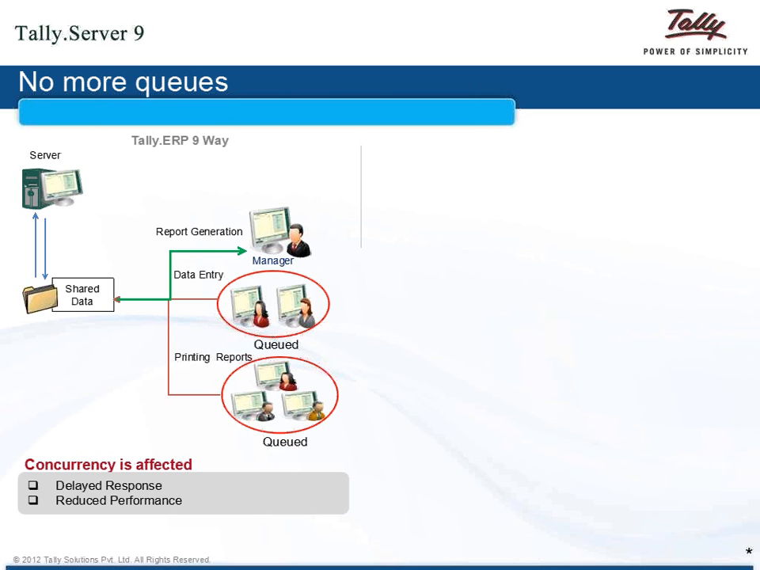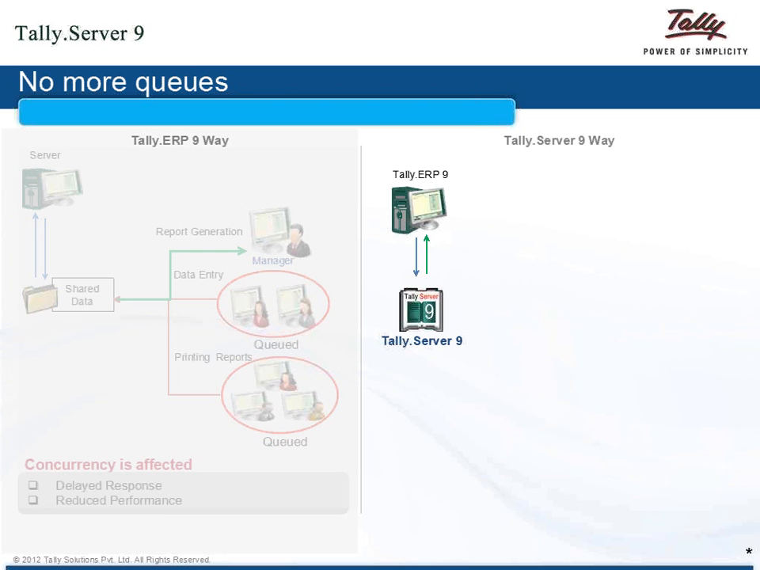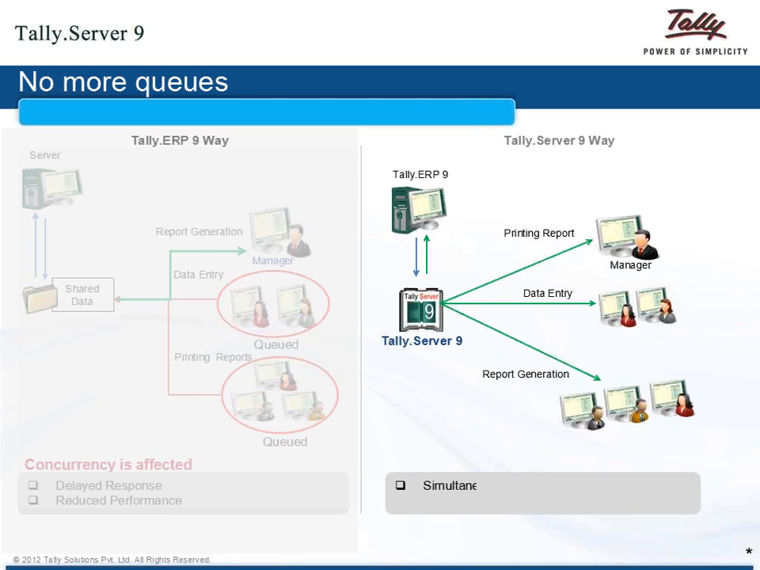So when we come to Tally Server 9, the data is shared to users using a server component on a multi-threaded application. This helps in concurrent access of data where the users can perform multiple tasks like printing reports, data entry, and report generation. This results in high concurrency with simultaneous data access and also with immediate response and high performance.